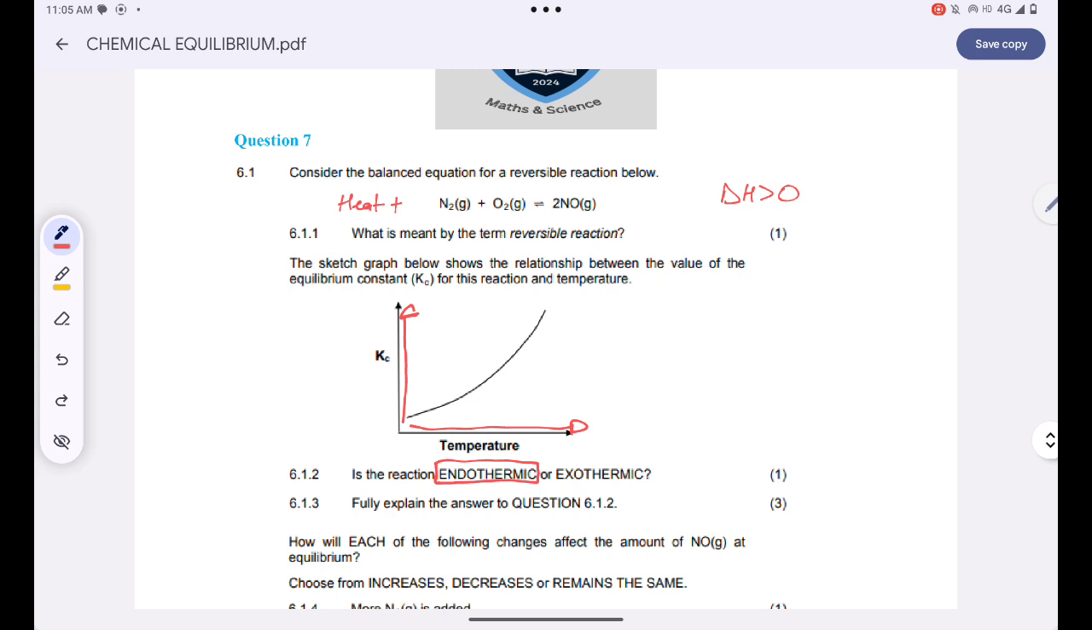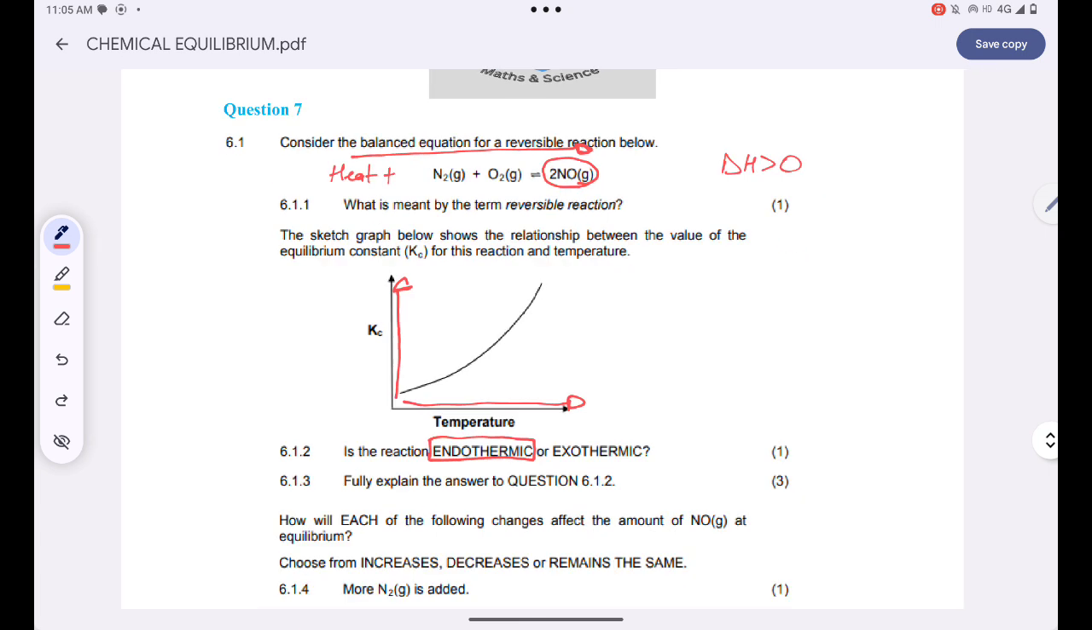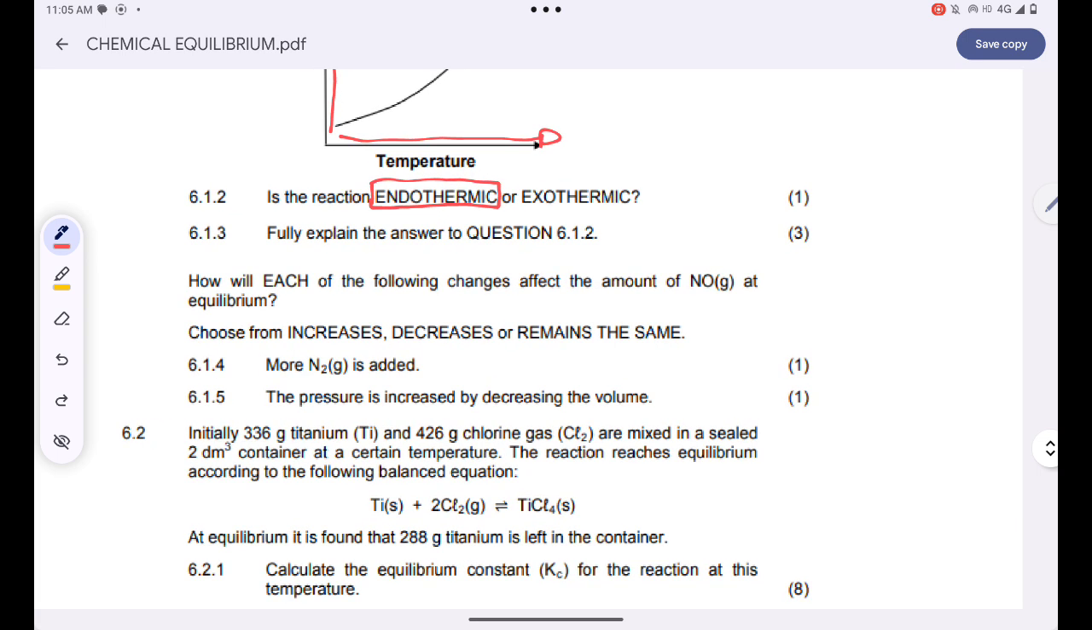For point number two, I know that the equilibrium constant will only increase if the yield is increased. And for me to increase the yield, in point number three, I'll simply say the forward reaction is favored. But remember, whenever you increase temperature, you will always favor an endothermic reaction. So since the forward reaction is favored, you can therefore conclude that your forward reaction is endothermic. That's how we're supposed to explain it in 6.1.3.